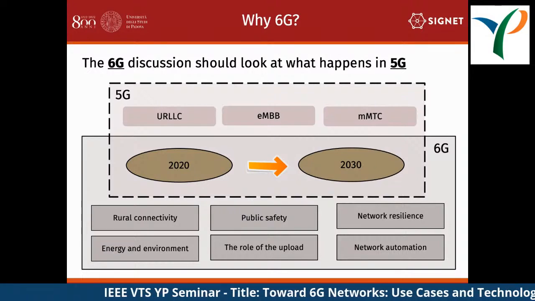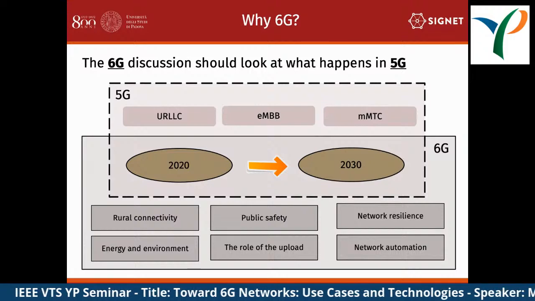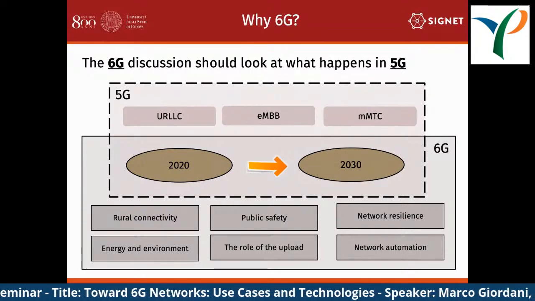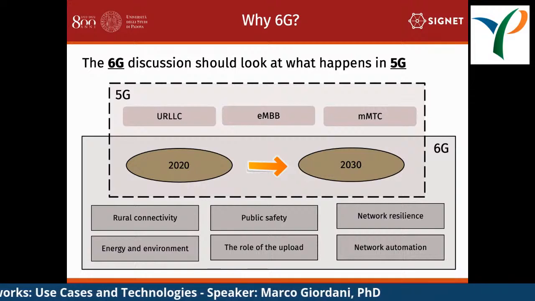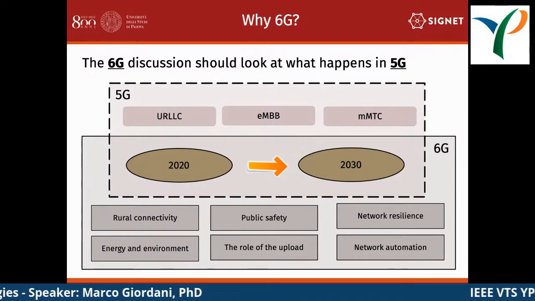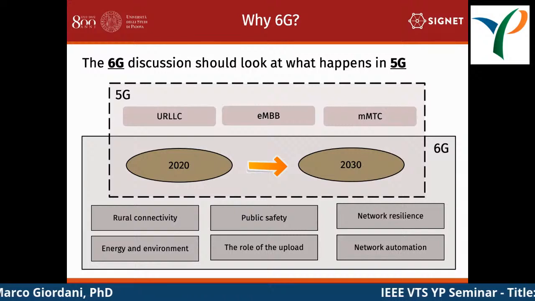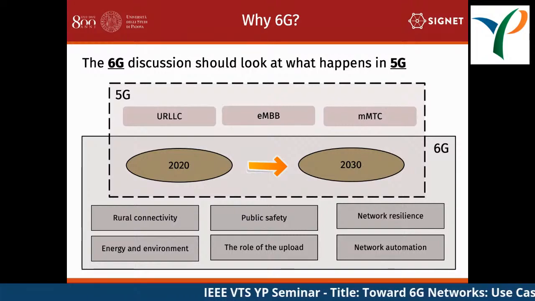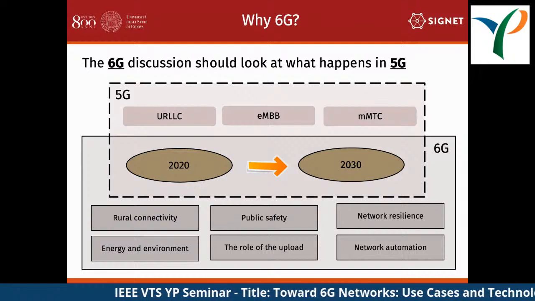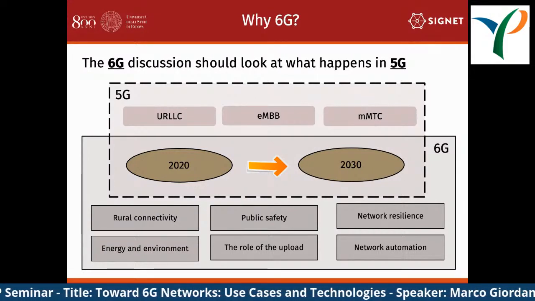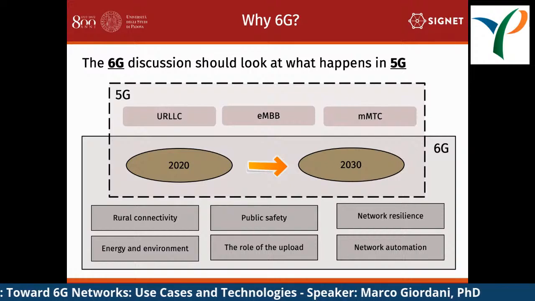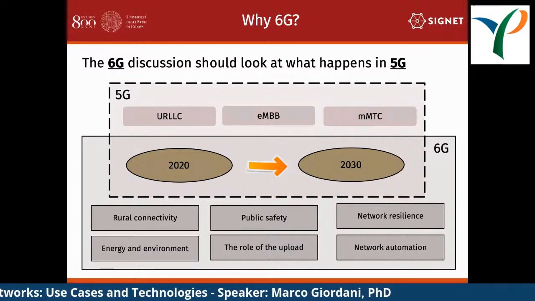There is still open the issue of bridging the digital divide, so providing connectivity to rural areas, and I'm talking about broadband connectivity, so not just access to emergency services, but the real broadband internet connection that we have in the urban centers. And then the network has to be fully autonomous. And this requires some efforts from an architectural design point of view.